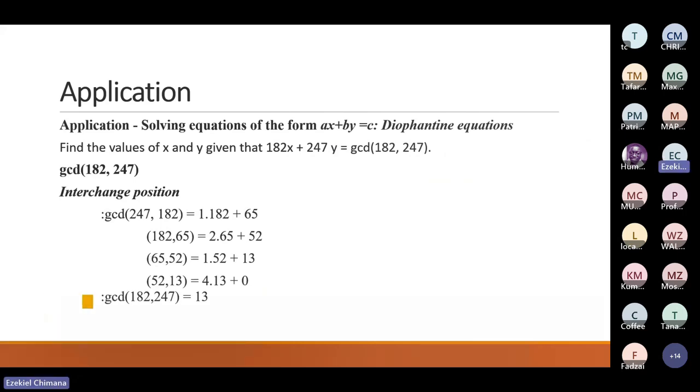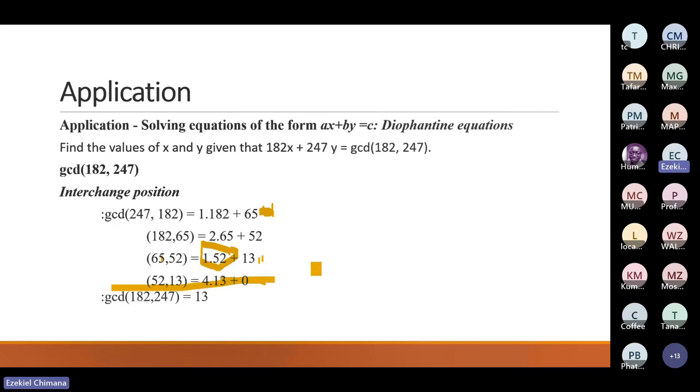So for you to do this reverse tracking, it's reverse. We have to work from down here up to this point. From down up to this point. So this 65 that we have, just from this step, because that's where we get the GCD here. The 13 will be equal to 65 minus this one times 52.